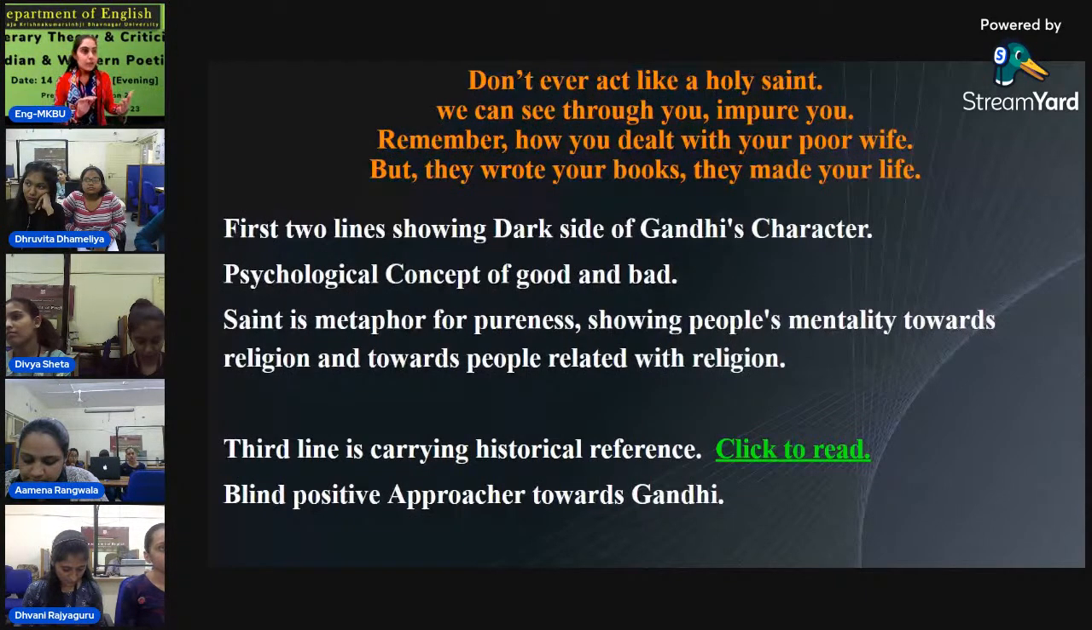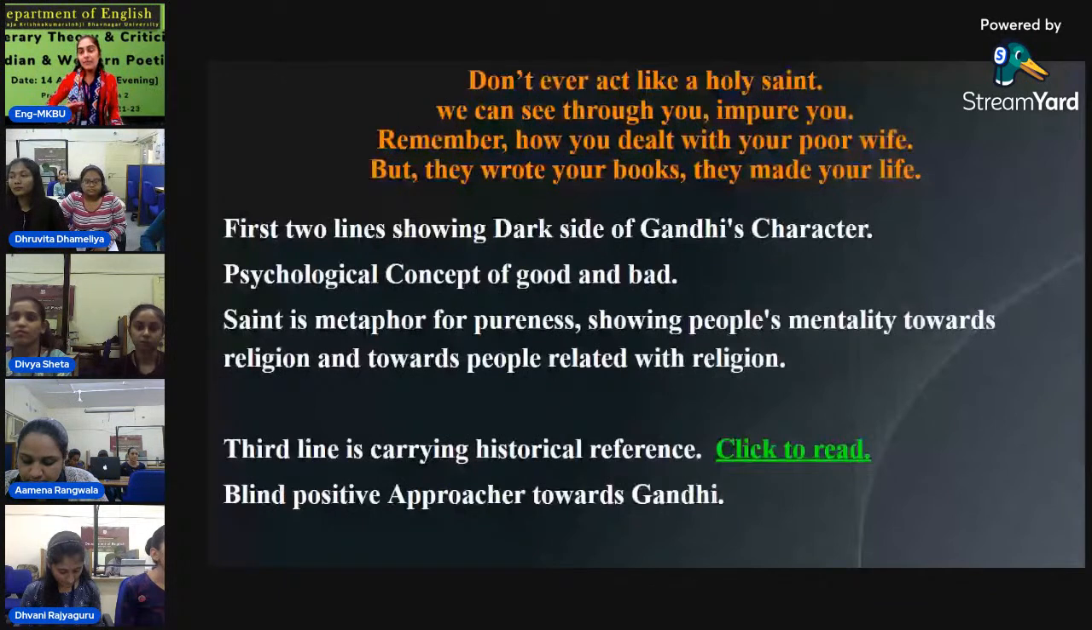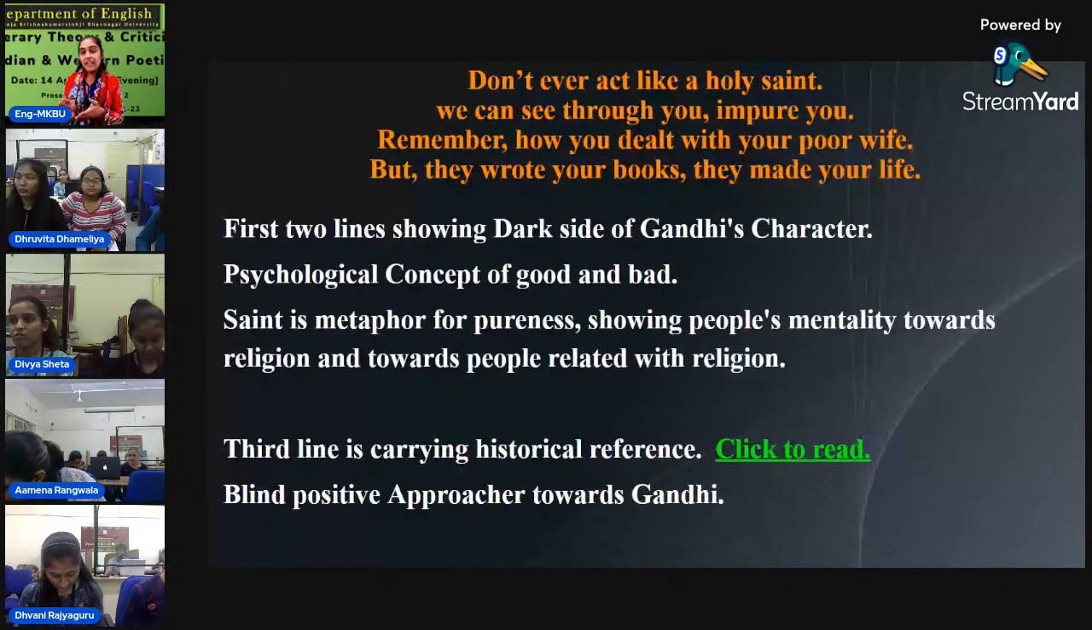Like, most of the people see Gandhi as an ideal, in a good light, so he became an ideal, but it doesn't mean that he doesn't have a dark side. He has a dark side. That dark side is what the poetess sees here, and saint is taken as a metaphor of pureness, which is also shown here. And the third line carries a historical reference: "Remember how you dealt with your poor wife."